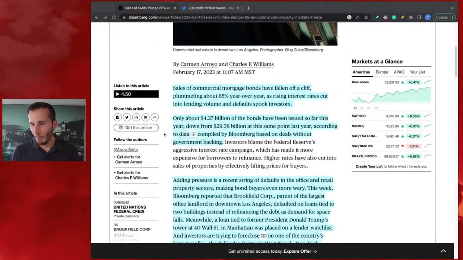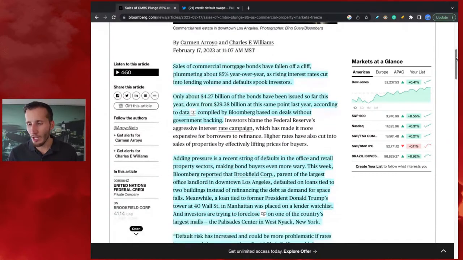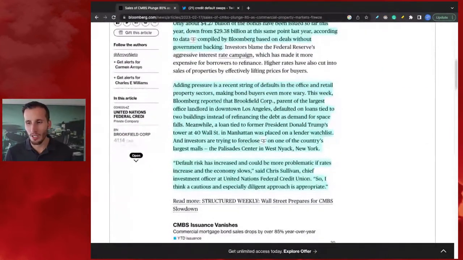But about 4.27 billion of the bonds have been issued so far this year, down from 29 billion last year, according to data compiled by Bloomberg. So that's really interesting. So the amount of bonds being issued is down.